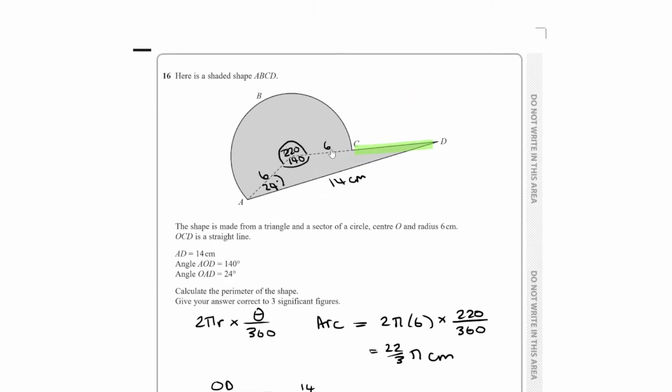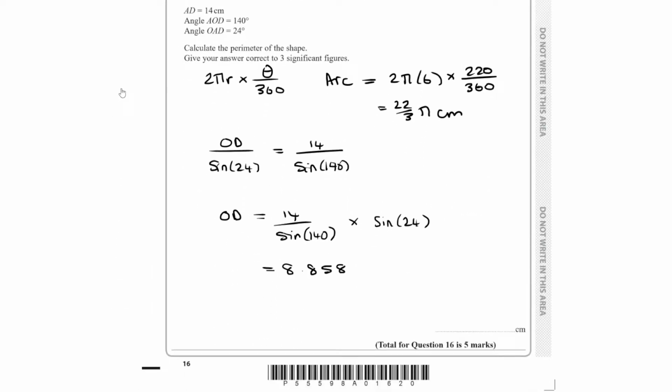8.858. Now, that's the whole of that side. Let me go back. That's the whole of this side. But remember that the radius is 6, isn't it? So I'm going to take that away to find just CD. So CD is that, minus 6. Obviously, you can see it's not to scale.